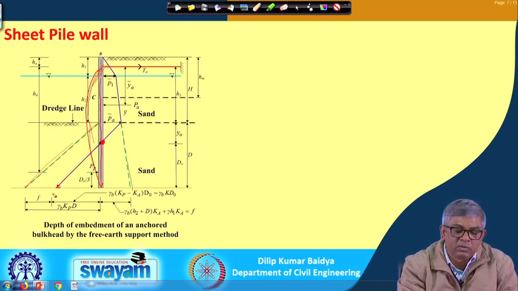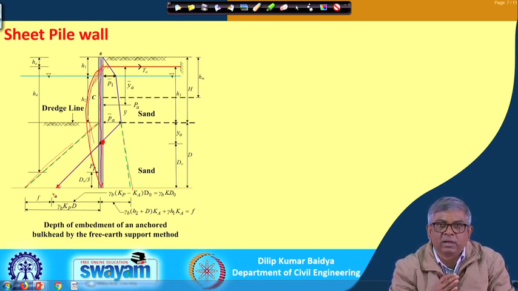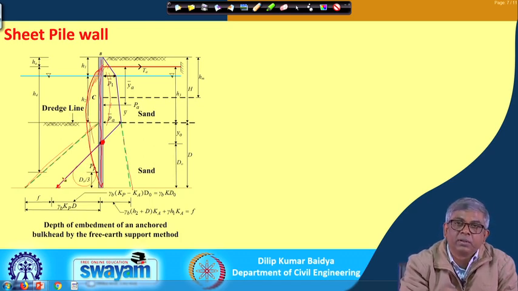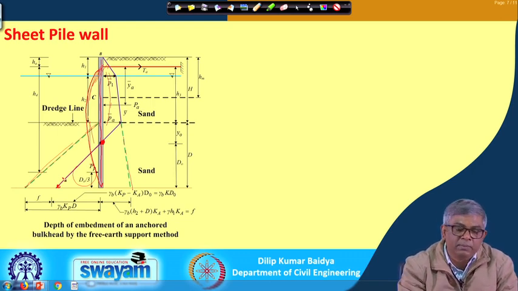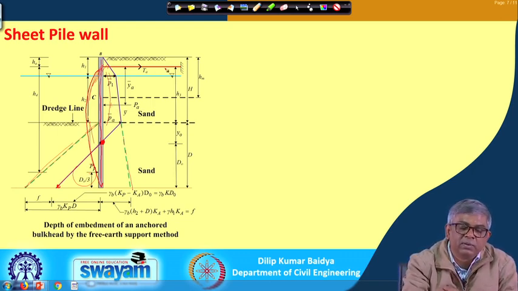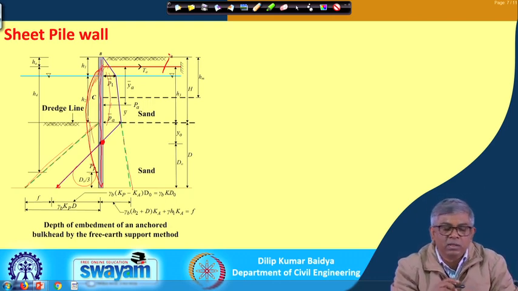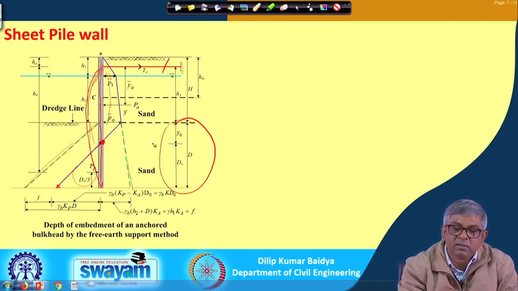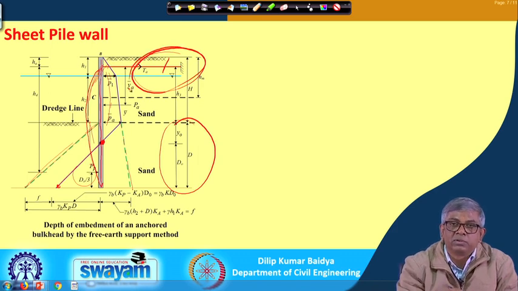So active pressure, and then because of passive pressure it will become 0 somewhere, and then it will become net passive here. Ultimately, for an anchor bulkhead under free earth support, the typical pressure diagram will be on this side up to some depth. Below, up to some depth of dredge level, it will be active, and from that point to the bottom, it will be passive. Now for equilibrium, this minus this must be equal to this, that is the only thing to be considered. Two things you have to do: consider the equilibrium, find out the depth required for a particular height of wall, and second, find out the force in the tie rod.